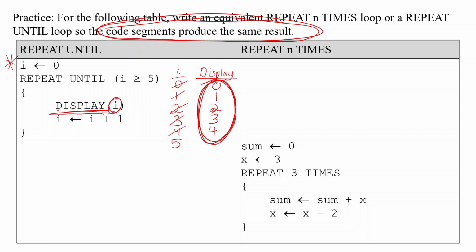So here it would display the value of i, followed by a space, and it keeps going on the same line. Okay, so that's the repeat until. That's what's actually happening in this repeat until.